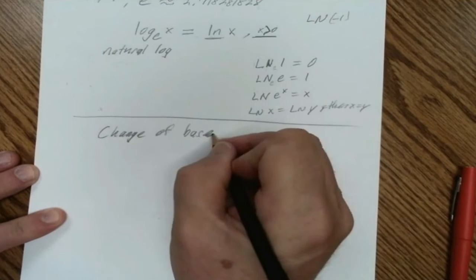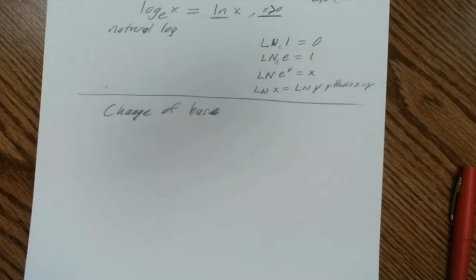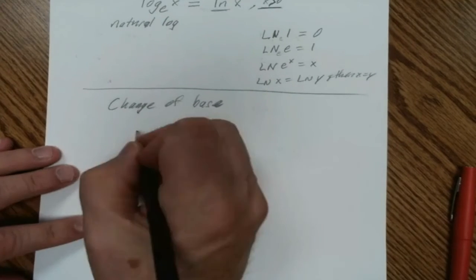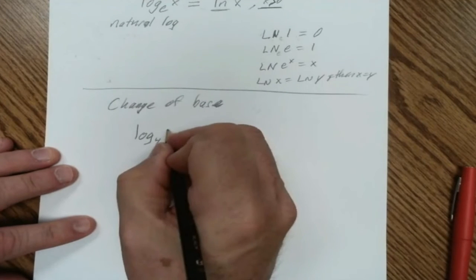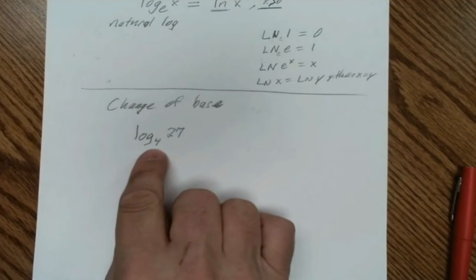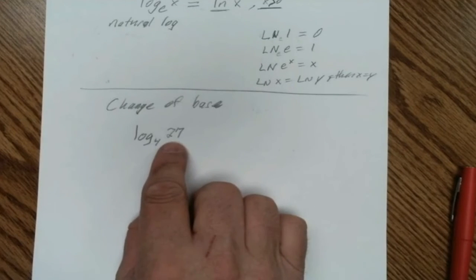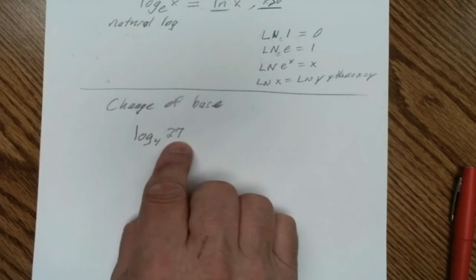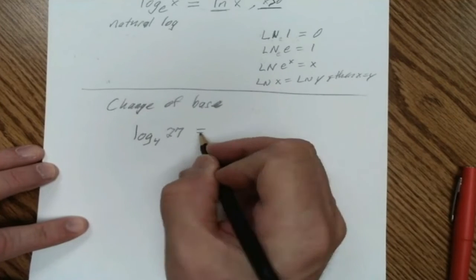Change of base is very useful, because what if you're trying to solve some logarithm problems and you don't have your nice calculator? All you have is one of those $5 calculators, and all it has is log or natural log. And you are trying to find log base 4 of 27. We know right off that 4 raised to some power is not going to be a nice number. It's going to be some complicated number. 4 to some power is 27. We don't know that for sure. So we have a change of base formula.